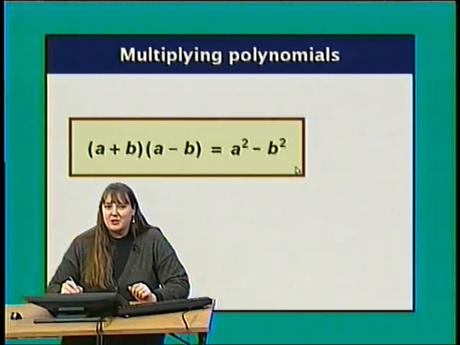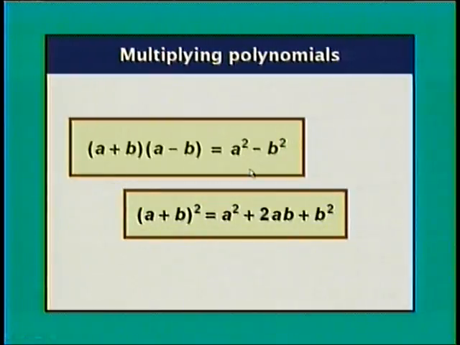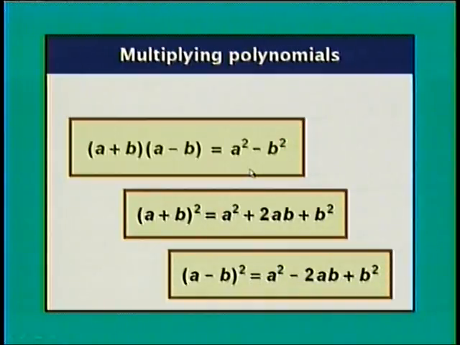Notice this is one of our special products. When we multiply two conjugates together, we get a difference of squares. In this case, a squared minus b squared. A squared and b squared are perfect squares. We're subtracting them, thus the difference of squares. A couple of other special products that we looked at. A plus b quantity squared gives us a perfect square trinomial, a squared plus 2ab plus b squared. A minus b quantity squared, another perfect square trinomial, a squared minus 2ab plus b squared.